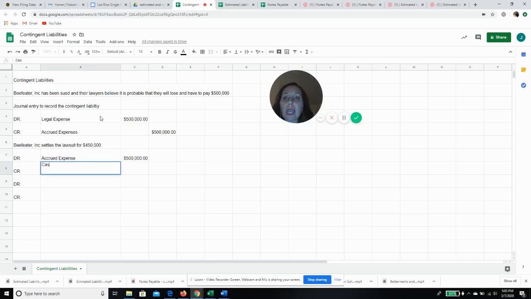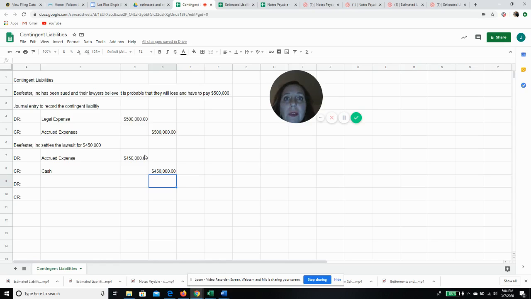And then we're going to credit cash because much like employees and landlords, people who sue you really want to be paid in cash and nothing else. So we're going to have to shell over $450,000. I got the amount wrong, $450,000. All right. So we've paid the $450,000, we've settled the lawsuit, and we are all done. They're not going to be able to come back and get anything else from us.